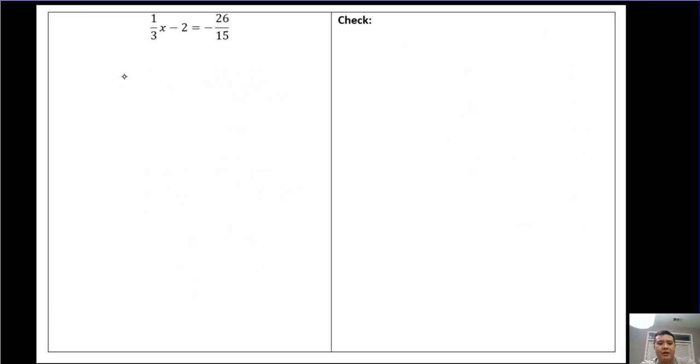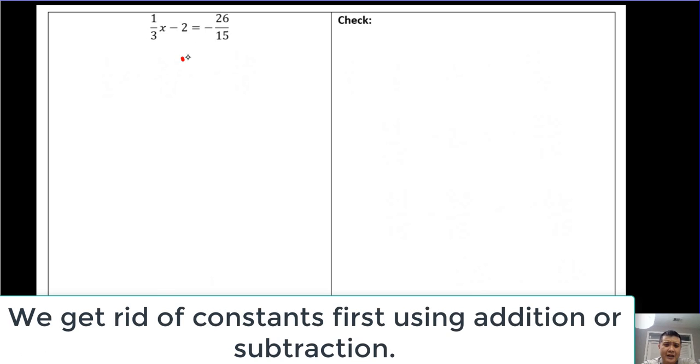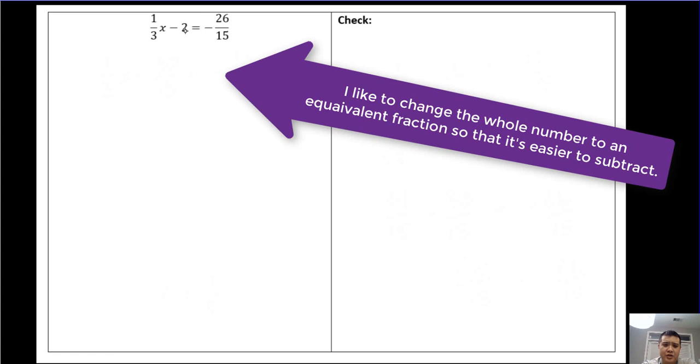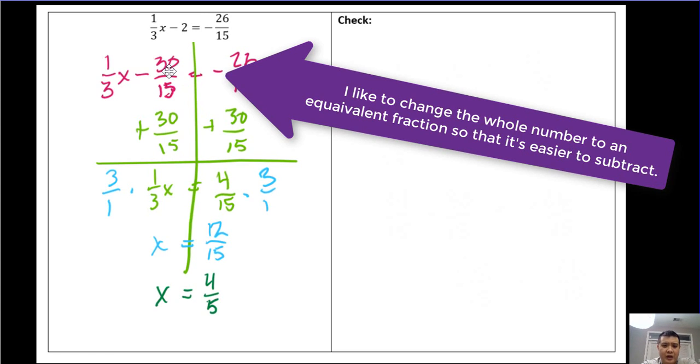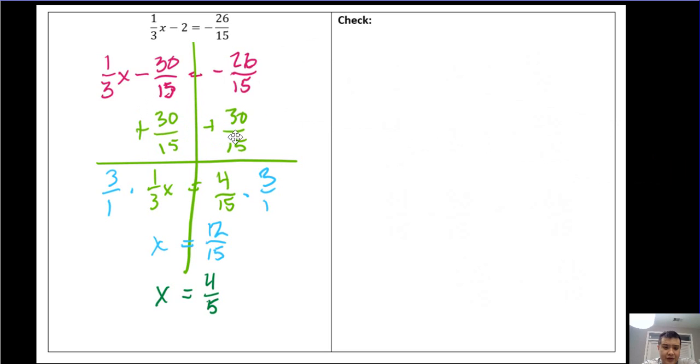Here, try this one out on your own and identify the constant and the coefficient. Here, we are going to get rid of this minus 2 by adding 2 to both sides, but we're first going to get common denominators with this 15. So what we're going to do is change this into negative 30 over 15 by multiplying both by 15 over 15. Add 30 over 15 to both sides. Negative 26 plus 30 is 4.